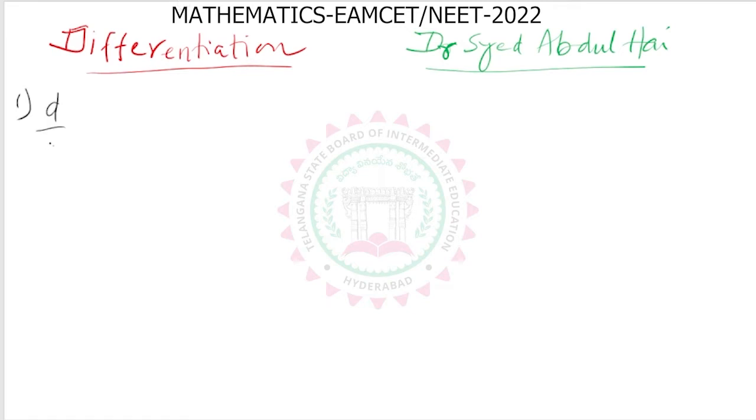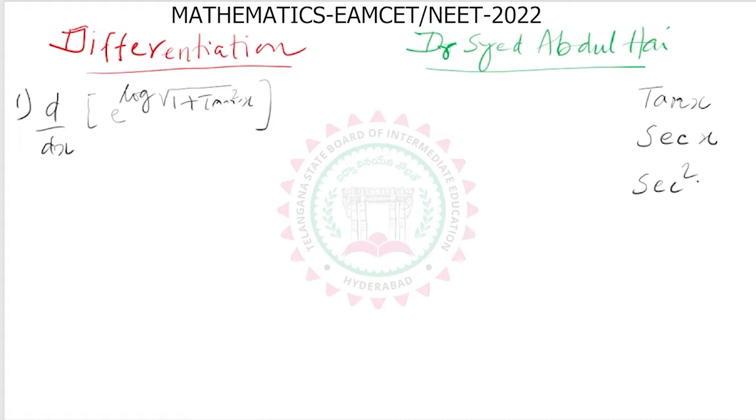Write down the first question: d by dx of e power of log root of 1 plus tan square x. What is being asked? d by dx of e power of log root of 1 plus tan square x. The options are tan x, sec x, sec square x, and the fourth option is sec x tan x.